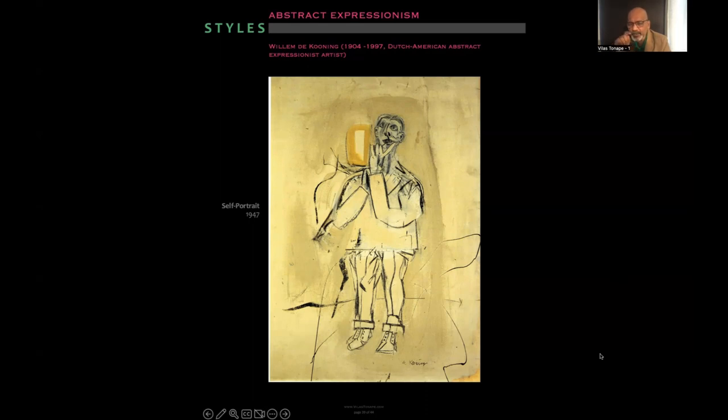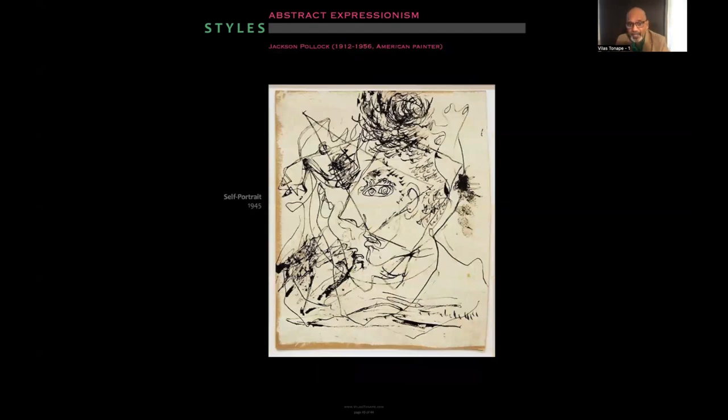Not much is written about this painting. So much has been written about his abstract work, but not much about this particular self-portrait. And not much has been written about this particular piece either. This one is Jackson Pollock.